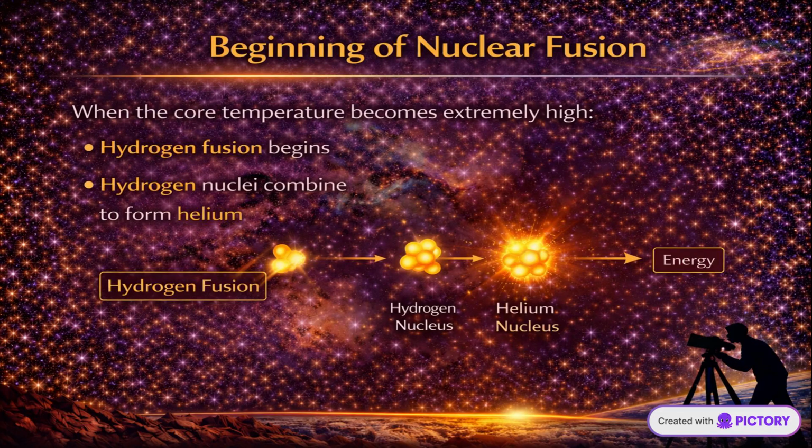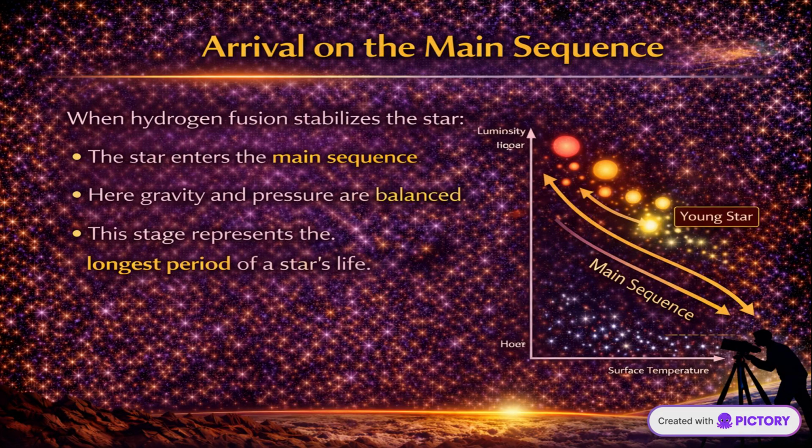As the core temperature continues to rise, it eventually becomes high enough for nuclear fusion to begin. Hydrogen nuclei start combining to form helium. This process releases enormous energy. This marks a critical transition, the birth of a true star. When nuclear fusion becomes stable, the star enters the main sequence.